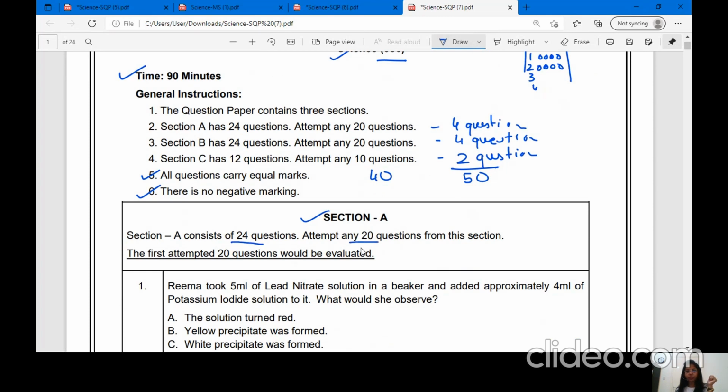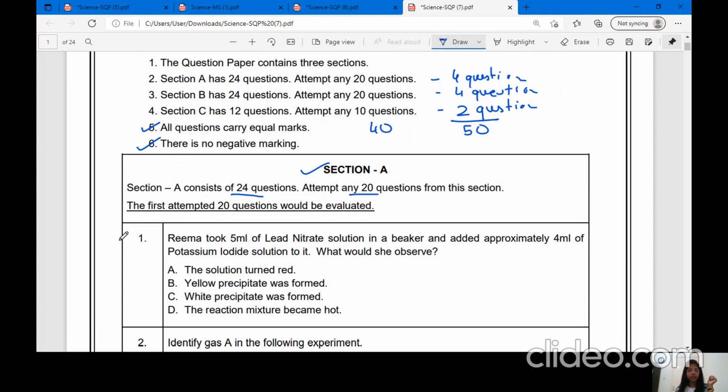But you have to attempt only 20 questions. So, what is written here? The first attempted 20 questions will be evaluated. Suppose you are a brilliant student and you know all the questions. Please don't attempt all the questions, because only the first 20 questions will be evaluated. So an OMR reader is programmed in such a way that it will take only 20 questions.